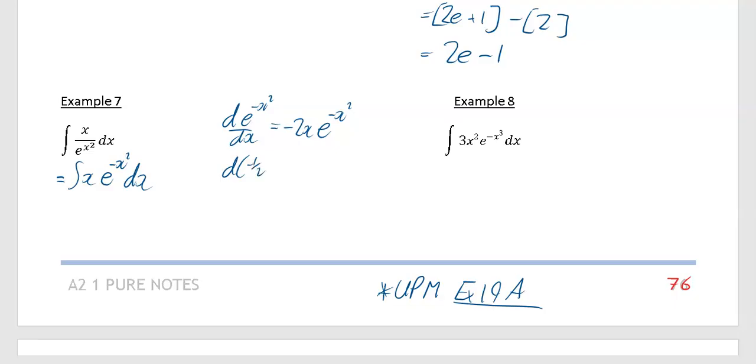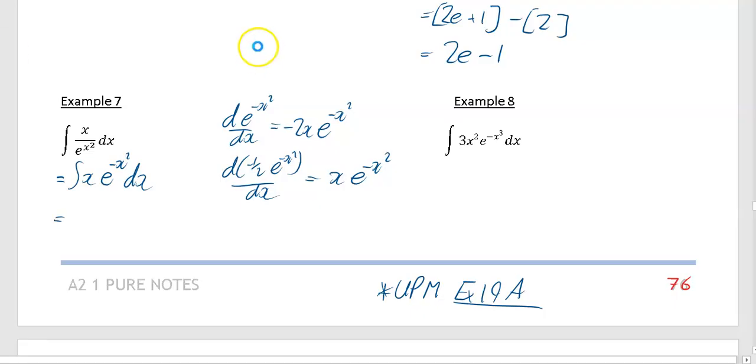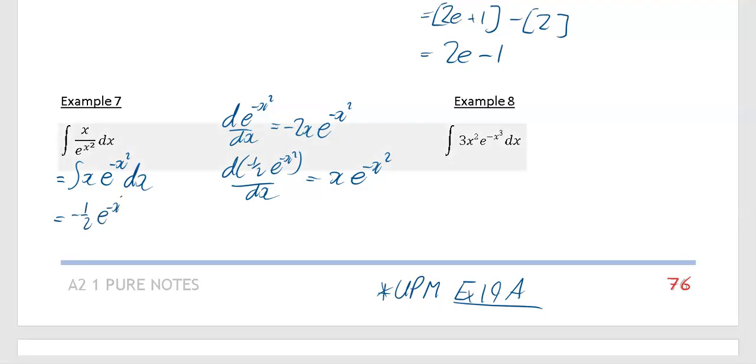I'm going to differentiate minus a half upon e to the minus x squared then. And if I differentiate that, you can see it will give me what I want, x times e to the minus x squared. That means if I integrate x e to the minus x squared, it'll give me minus a half e to the minus x squared, and then plus my constant of integration, remember. Just because I wrote it this way in the question, I'd probably write it back that way. So that's going to be minus 1 on the top and 2 e to the x squared on the bottom line, and then plus my constant of integration.